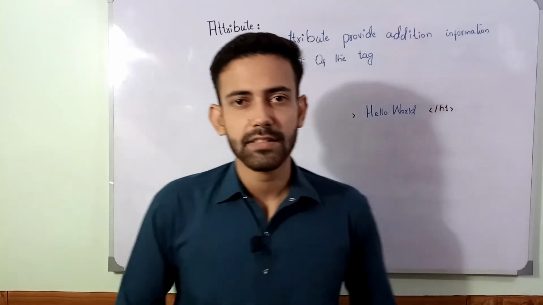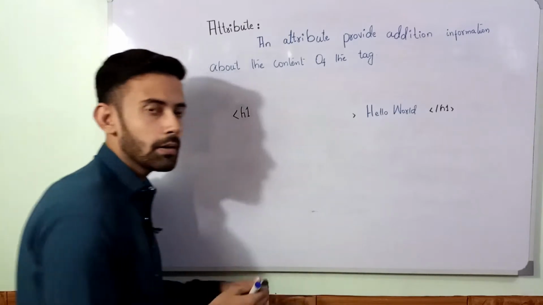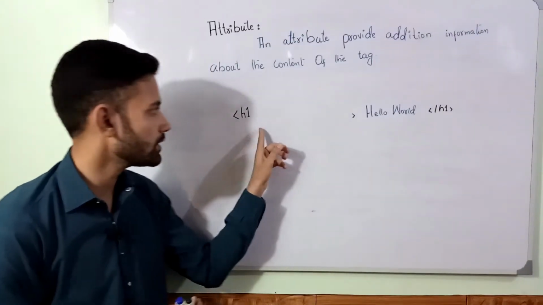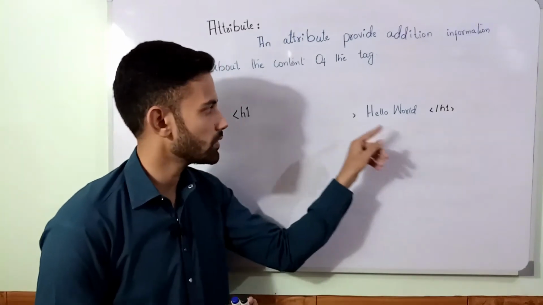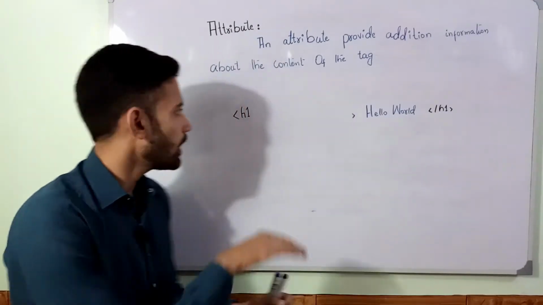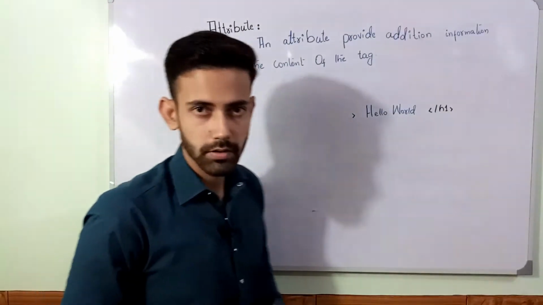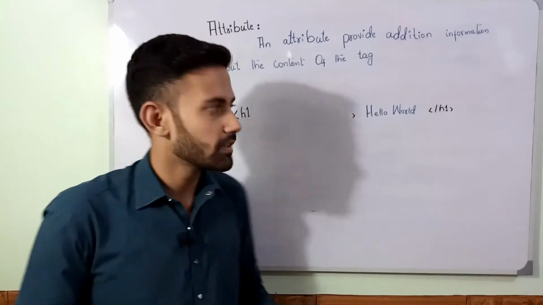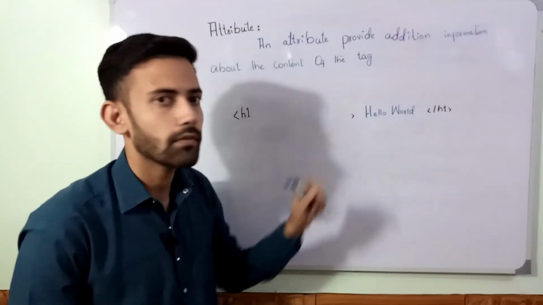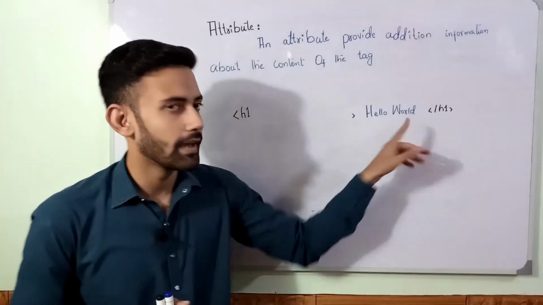So now let's understand what is attribute. Here you can see I have written the hello world between h1 tag. Now what does it say to the browser? This tag will tell the browser that this content is a heading. So it means that a tag is providing some kind of information to the browser. What kind of information is it currently providing? It is providing that this content is of heading type. So the browser will display this thing as a heading.